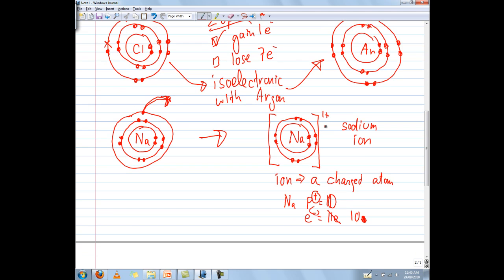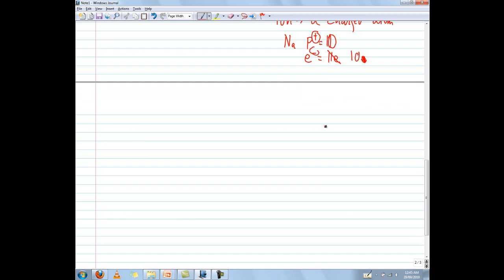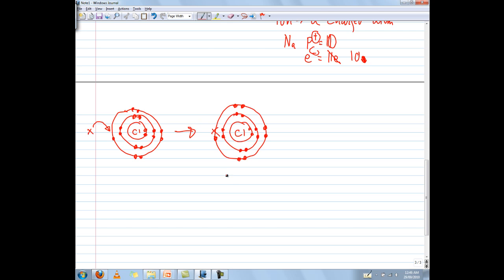Let's take a look at chlorine. By adding an electron to chlorine, you have also turned it into an ion, a charged atom. To show, once again, that it's a charged atom, put square brackets around it, and you must show its charge. Now, chlorine has 17 protons. And it technically should have 17 electrons as well. But because you added an extra electron, it now has 18 electrons. 18 negatives for every 17 positives, meaning that the charge at the end is 1 minus. So this would be a chlorine ion.